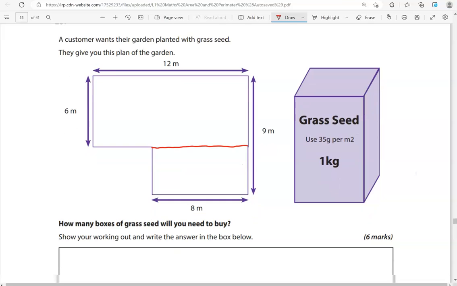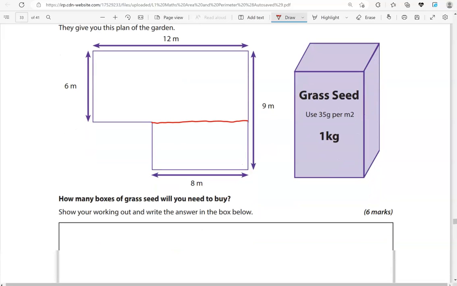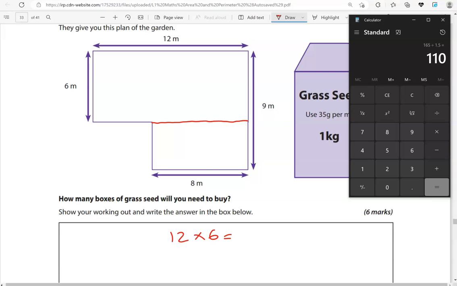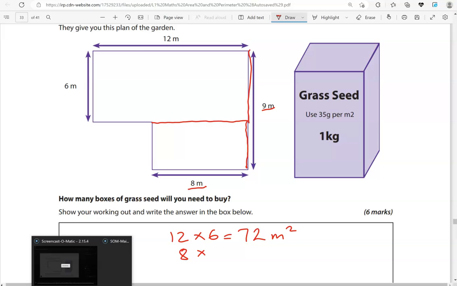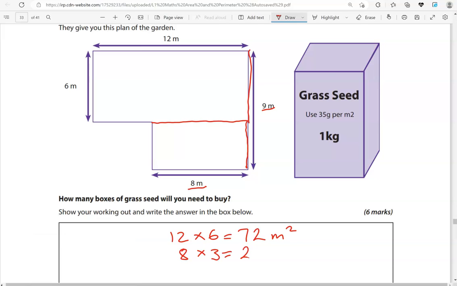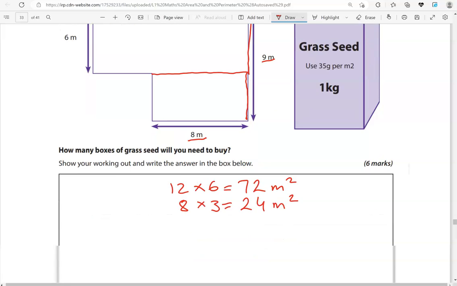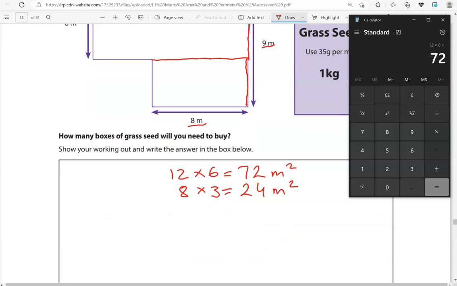We've got the big rectangle, which measures 12 meters by 6 meters. So I'm going to do 12 times 6, which is 72 square meters. And now I've got the small rectangle, which measures 8 meters by 9 take away 6, which is 3. 8 times 3 is 24, so we've got 72 and 24 square meters. So adding them together gives us 96.